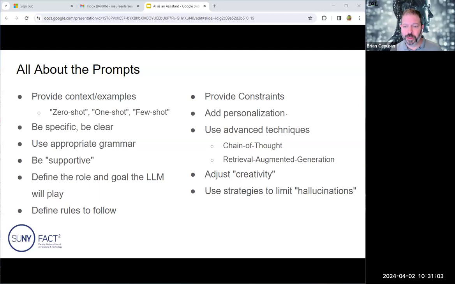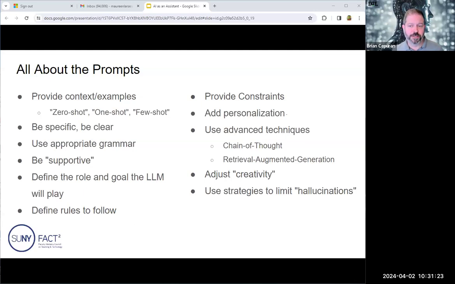One of the interesting things that researchers have found is that if you're supportive, that can have a positive impact. And by that, I mean literally add in, take a deep breath, and think through this before you continue. They've shown that it does have a meaningful impact.